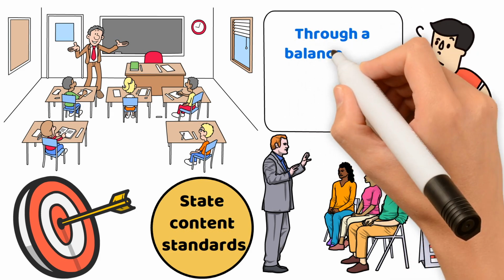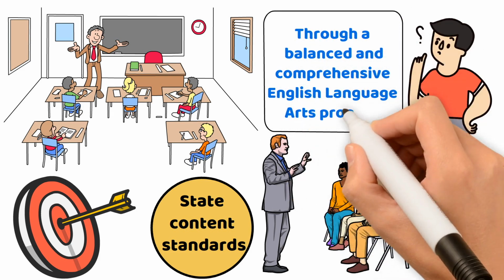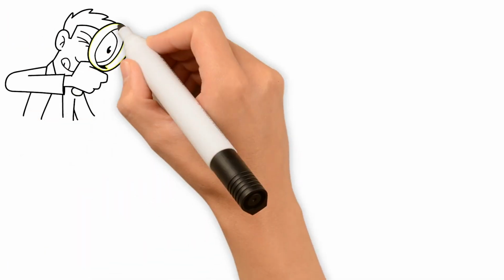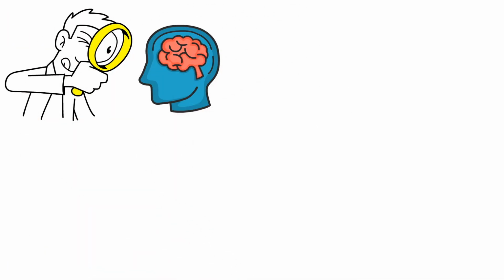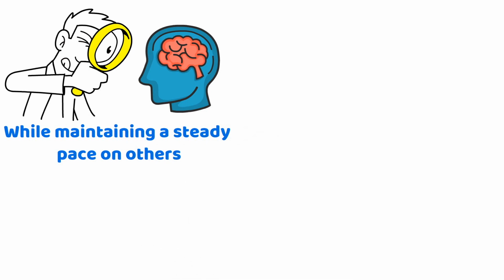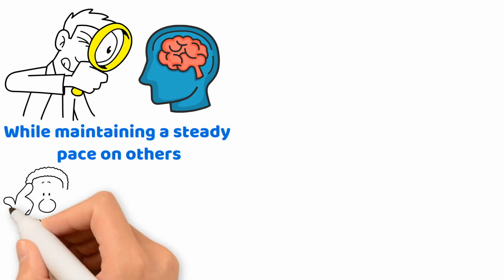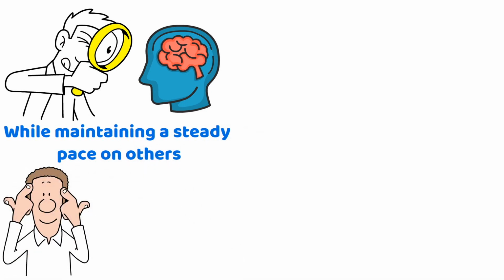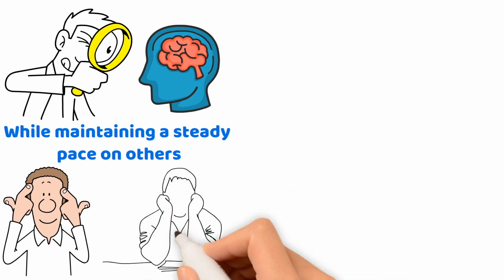Through a balanced and comprehensive English language arts program. Balance is key. Focus more on skills your students struggle with while maintaining a steady pace on others. And remember, comprehensive means covering all skills without overemphasizing any. This dual approach ensures every student gets exactly what they need.